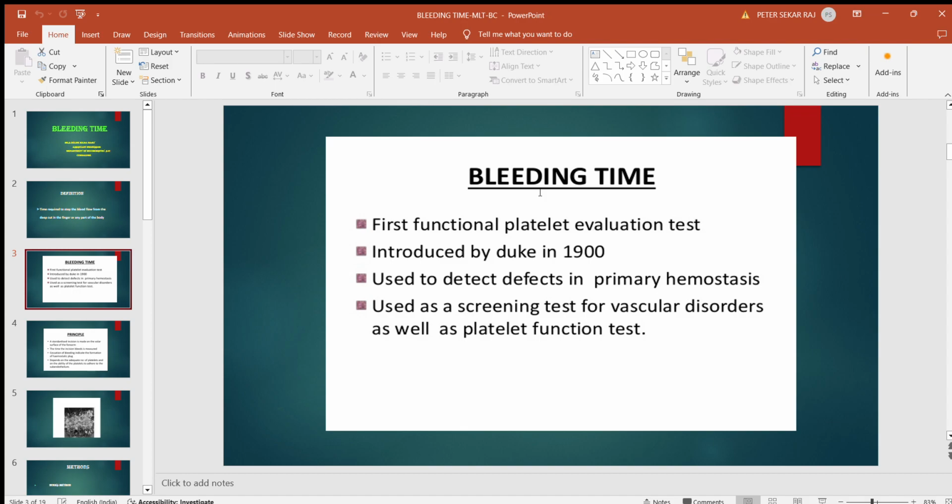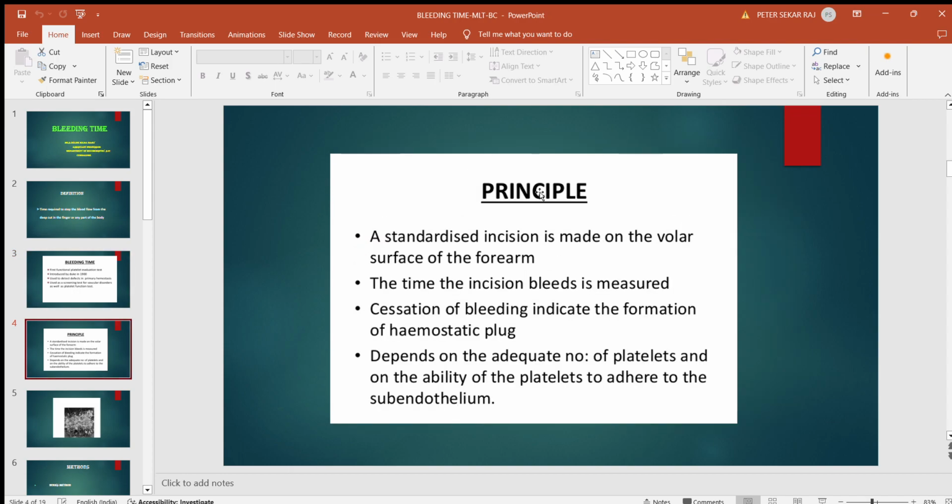It is used to detect defects in primary hemostasis, as a screening test for vascular disorders as well as for platelet function. This is the principle involved in the bleeding time: a standardized incision is made on the volar surface of the forearm, and the time the incision bleeds is measured. Cessation of bleeding indicates the formation of a hemostatic plug, which depends upon the number of platelets and on the ability of the platelets to adhere to the subendothelium.